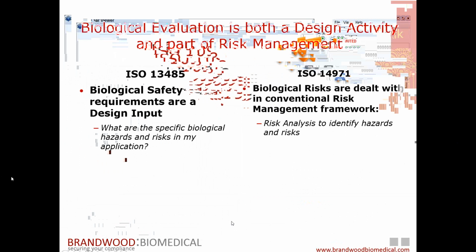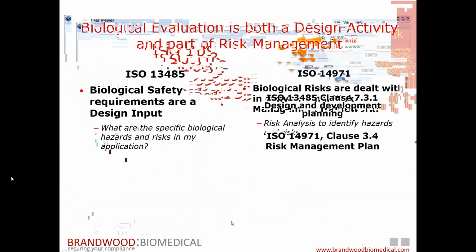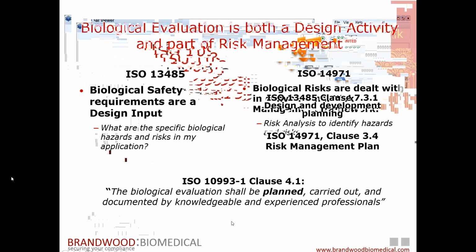And all of this needs to be planned. Planning is essential, and it's a mandatory part of how you do this, and that's spoken to in several standards. ISO 13485, of course, speaks to planning of design and development processes. 14971 requires that you have a risk management plan, and ISO 10993 itself says that the biological evaluation shall be planned and carried out and documented.